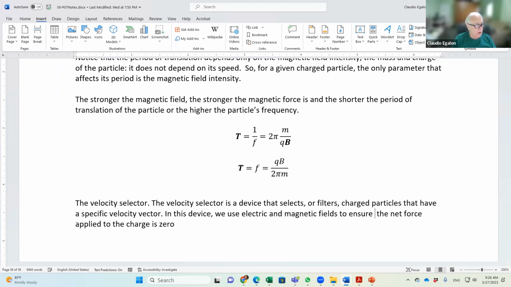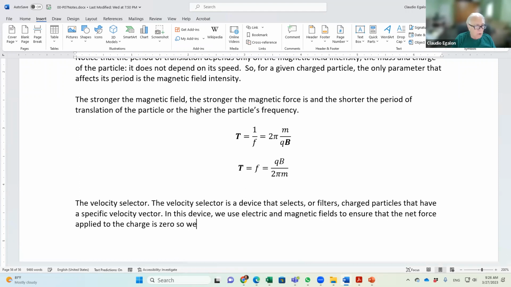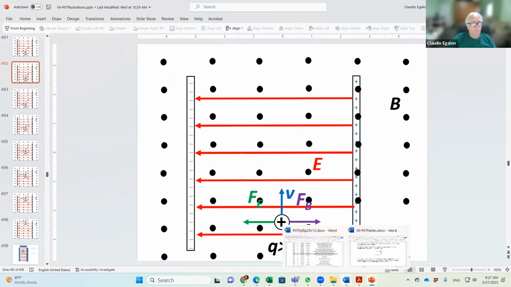To ensure that the net force applied to the charge is zero. So we can filter out particles of a specific velocity. And what's going to be this specific velocity? All you have to do is to look at this configuration here that you saw. The electric force must be equal to the magnetic force.